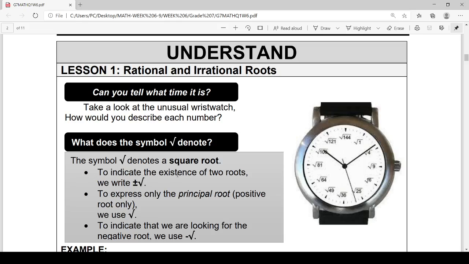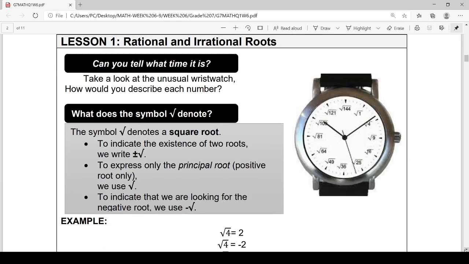To indicate the existence of two roots, we write the positive and negative square root symbol. To express only the principal root, or the positive root only, we use the square root symbol. Then to indicate the negative root, we just write negative of the square root of.